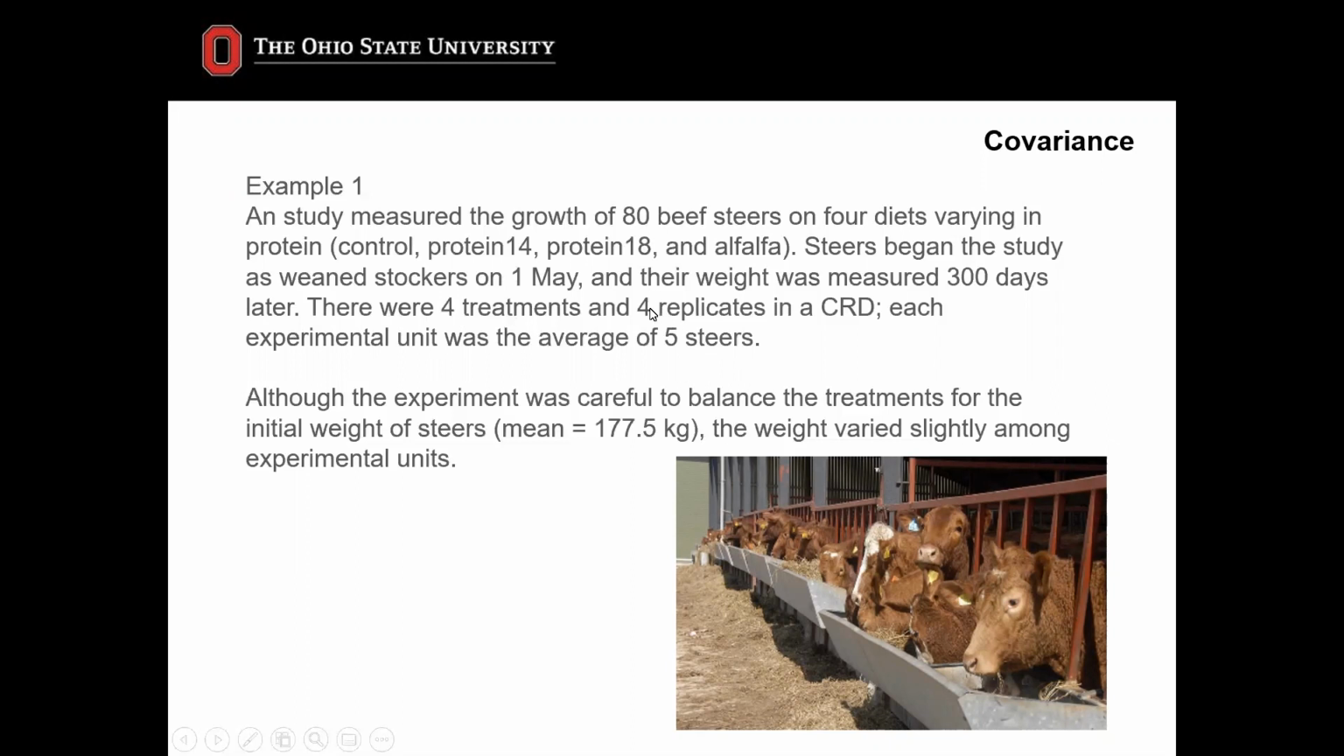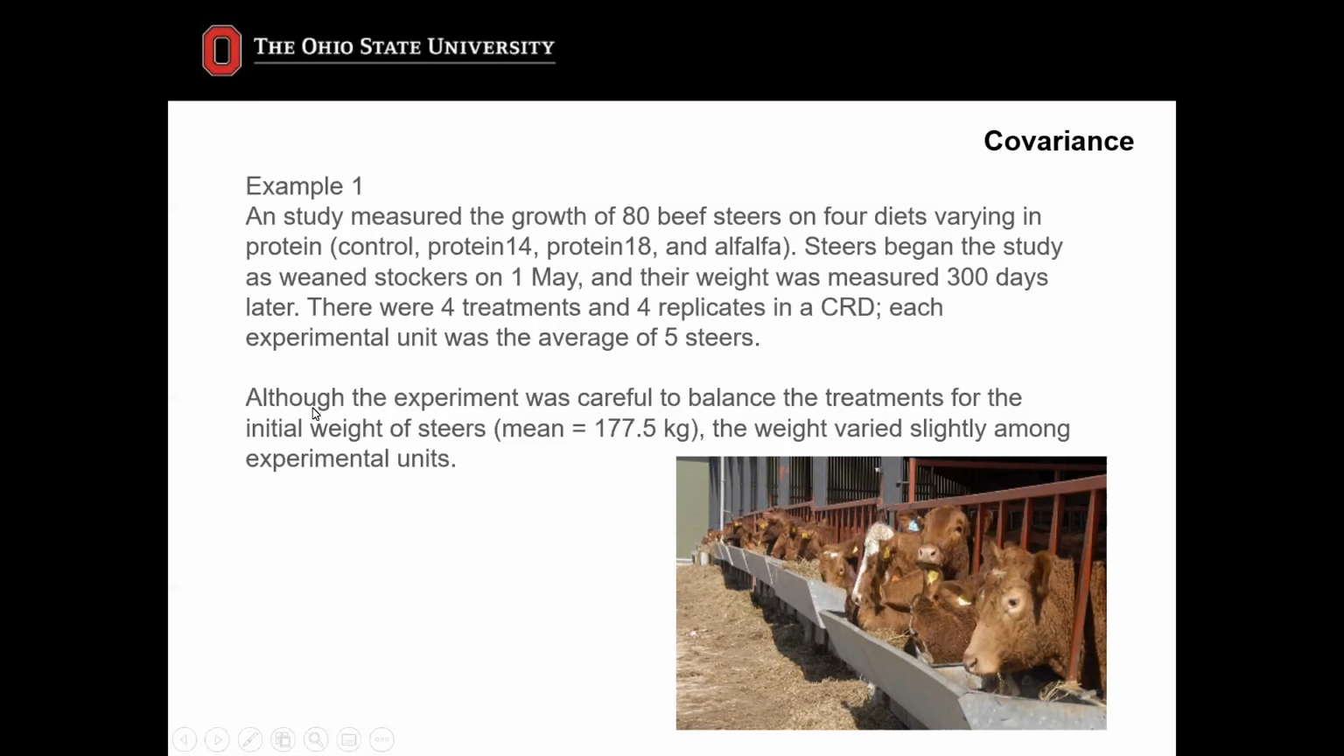There were 4 treatments and 4 replications in a completely randomized design. Each experimental unit was the average of 5 steers. For example, these 5 steers are all in the same pen and are being fed the same diet. So we do have subsamples, although we're not going to consider the subsample effect. We could have a covariance model and include subsamples if we wanted to conduct that analysis. The experimental unit then is the average weight of those 5 steers.